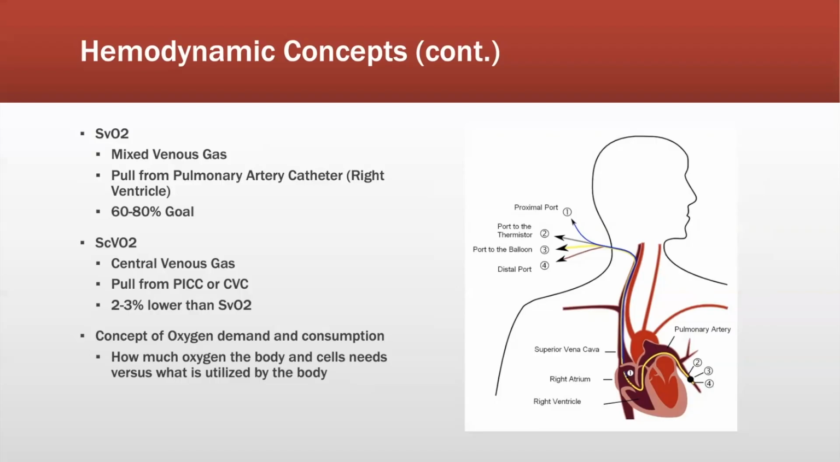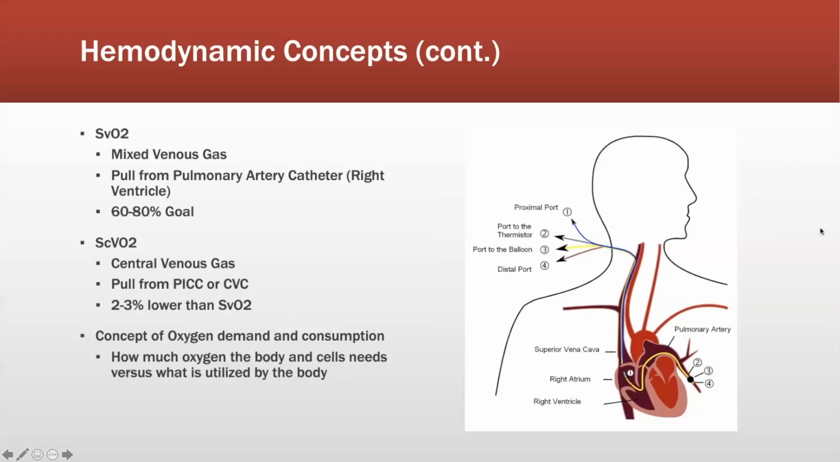Now, our central venous gas, our SCVO2. This is what we pull from our PICC or our CVC. And this is usually 2 to 3% lower than the SVO2. So if you look here in the picture, think about where your pulmonary artery catheter is pulling from, about here versus here. It depends on where the blood is, the O2 amount will depend on that, but roughly your SCVO2 is 2 to 3 lower than your SVO2. That's just a really good way to remember that. Or, that's just a really good estimate.